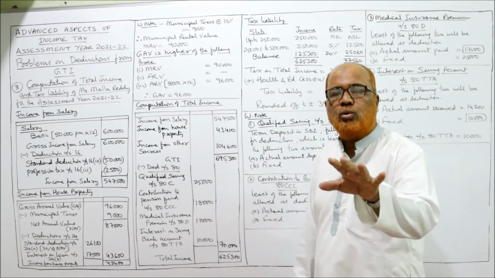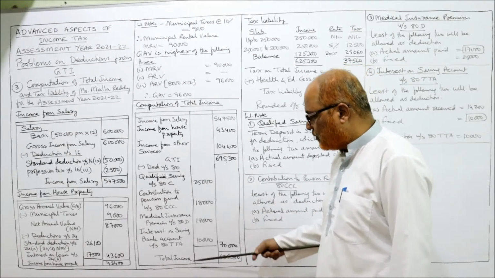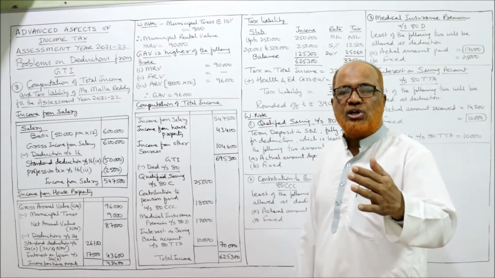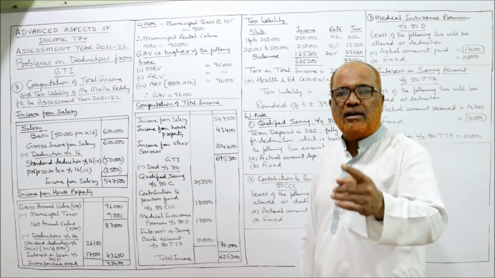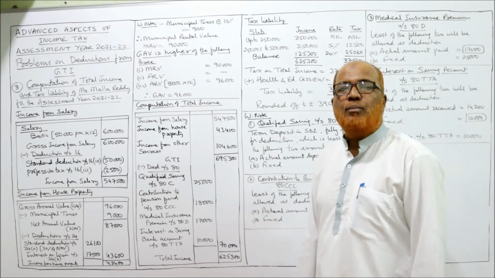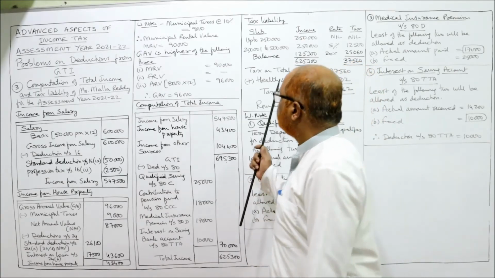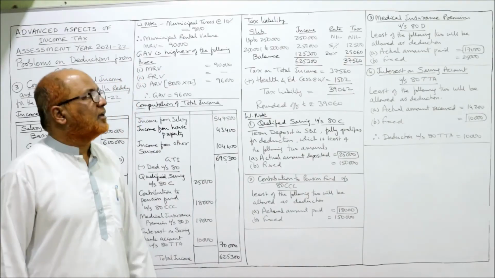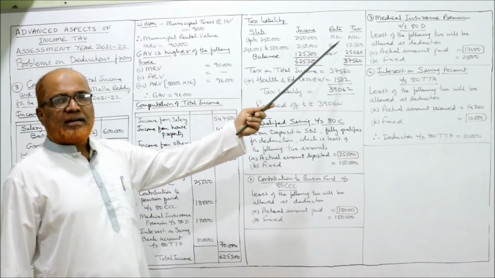It is asking you to calculate the total income. We have completed the procedure. If you watch the video with full concentration from beginning till end, definitely you will be in a position to solve the problem on computation of total income. Now, tax liability. Secondly, it is asking you to calculate the tax liability. The slab, income, rate, tax.